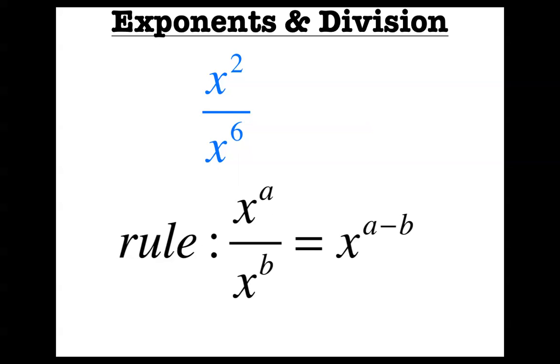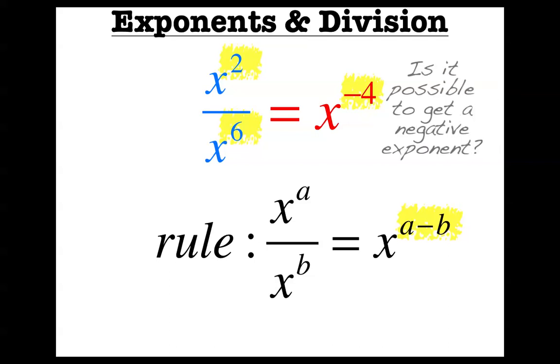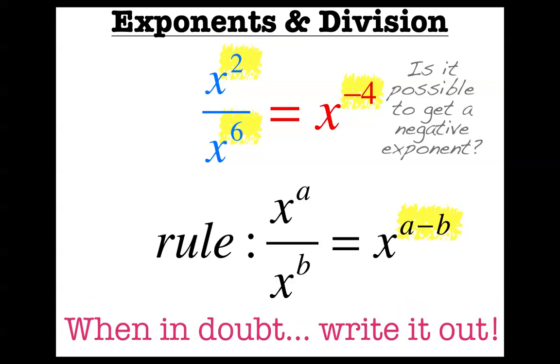Okay, here we go. This should be easy. We remember the rule is top exponent minus bottom exponent, right? So 2 minus 6 should give us x to the negative fourth. Is it possible? Well, I guess 2 minus 6 is negative 4. That seems a little weird to have a negative exponent. Oh yeah, let's, when in doubt, write it out and see what that actually means.